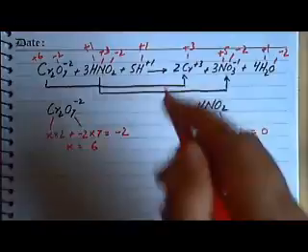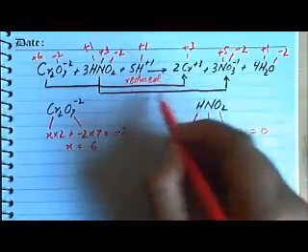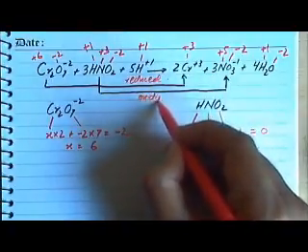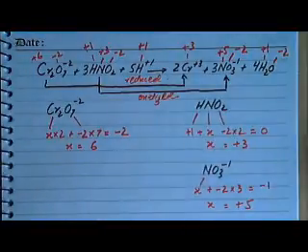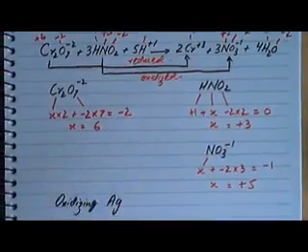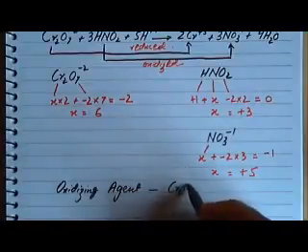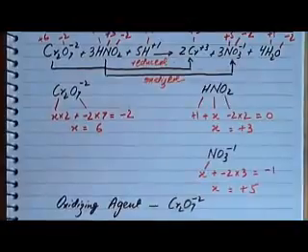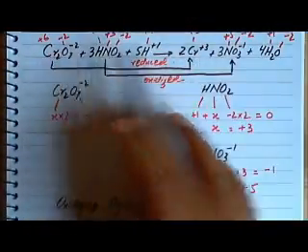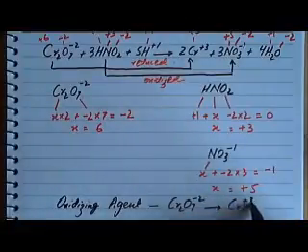So this one is getting reduced from +6. Chromium is from +6 to +3, and this one is getting oxidized. Nitrogen is getting oxidized. It's going from +3 to +5. So our oxidizing agent in this case, or the substance which is getting reduced, is definitely Cr2O7 2-, because chromium is getting reduced from chromium +6 to +3. So this is going from chromium +6 to chromium +3.